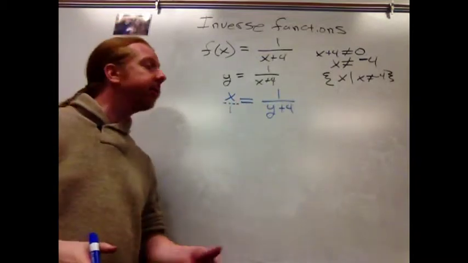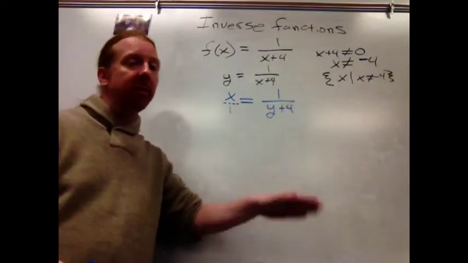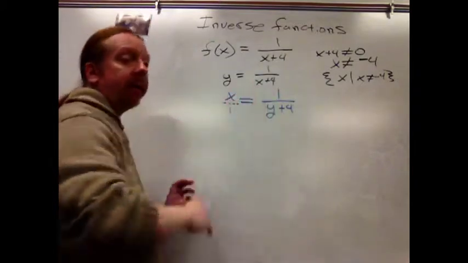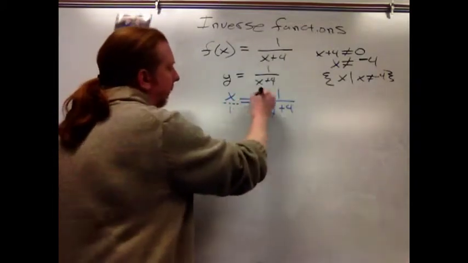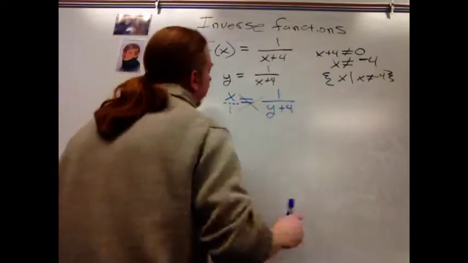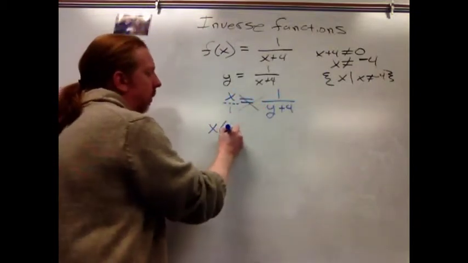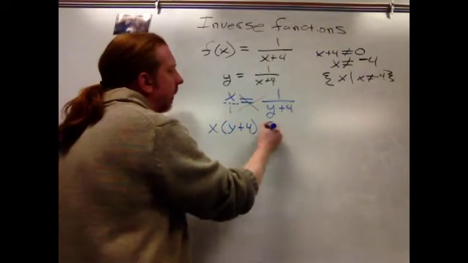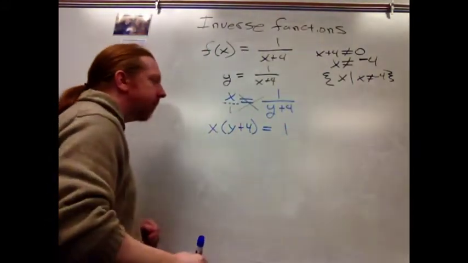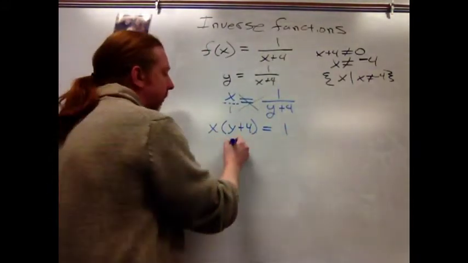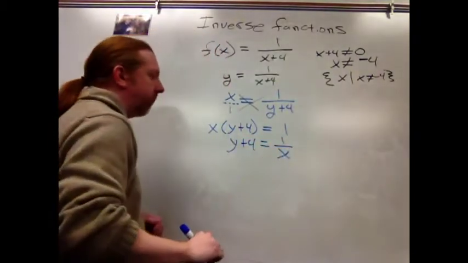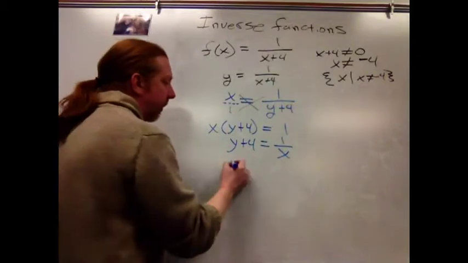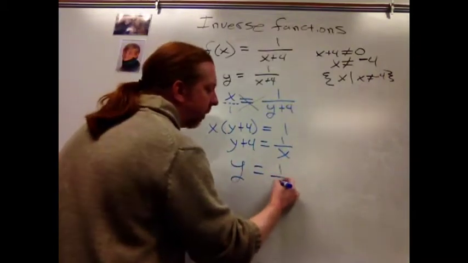Remember, my objective is to isolate the y now. So I'm going to take this, it's a proportion, I'm going to cross multiply. So I'm multiplying these guys and that. That's going to give me x times y plus 4 is equal to 1. Divide both sides by x. Y plus 4 is equal to 1 over x. And now subtract the 4 from both sides. Y is equal to 1 over x minus 4.